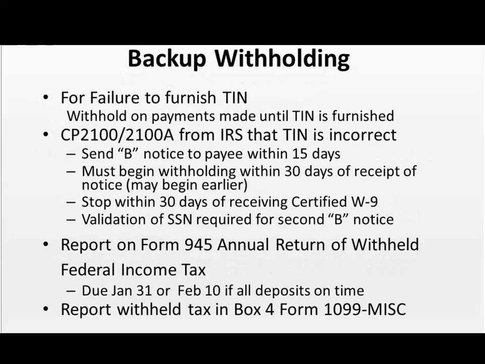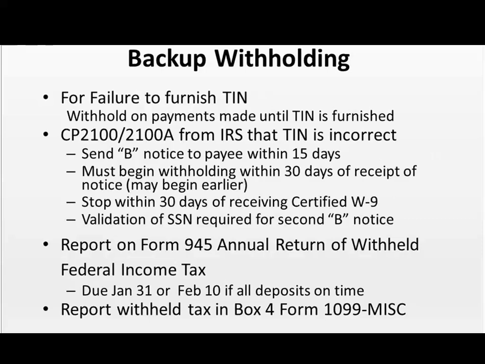If you get a CP 2100 or 2100A from the IRS that the TIN is incorrect, you send the B notice to the payee within 15 days. As I said, the B notice means backup withholding notice. You're notifying the payee that you're going to start taking backup withholding out of payments to them. You must begin withholding within 30 days of receipt of the notice. You may begin earlier. If you're not making any payments to them, obviously you're not going to withhold anything. You stop withholding within 30 days of receiving a certified W-9. It has to be signed at that point.